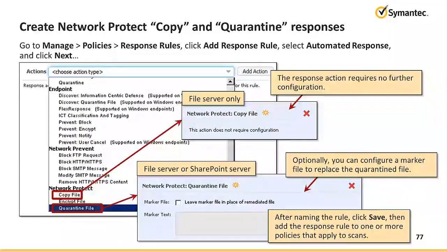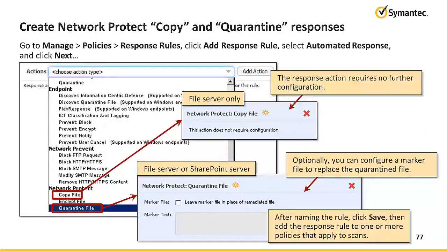Configuring Network Protect to take protective action on confidential data requires you to do two things. 1. Create the appropriate response rules and add them to a policy. And 2. Configure the scan target to apply the relevant policies and to execute the actions. To create response rules, in the Enforce console, go to Manage, Policies, Response Rules, and then click Add Response Rule.